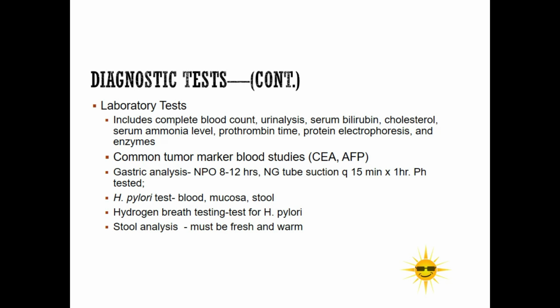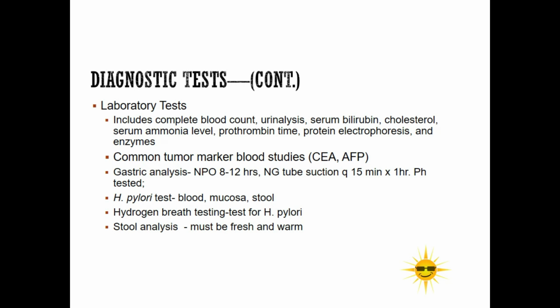AFP stands for alpha fetoprotein, and those are cancer markers. They're tumor markers in the blood that will appear in a blood test if there's some sort of cancerous process going on. A lot of times I've had patients there for suspicion of cancer, and they'll run these lab tests for the patient. A gastric analysis is taking gastric juices and testing the pH.